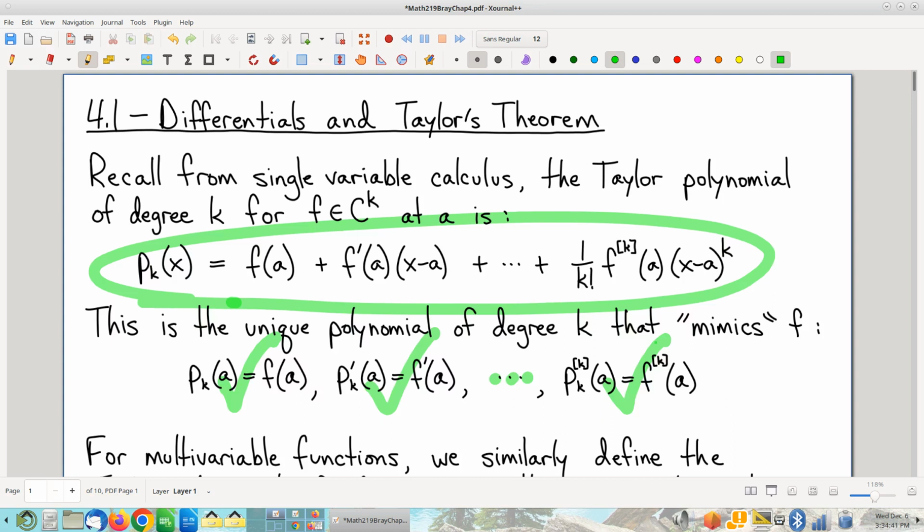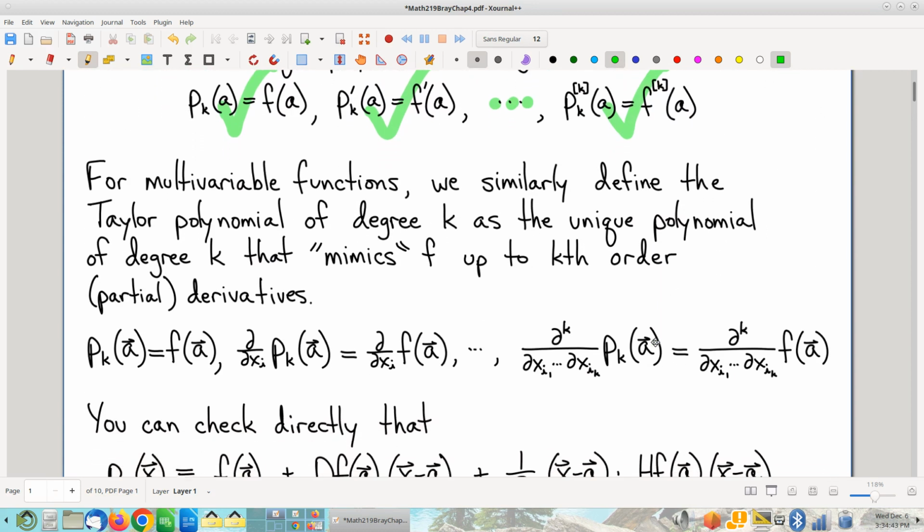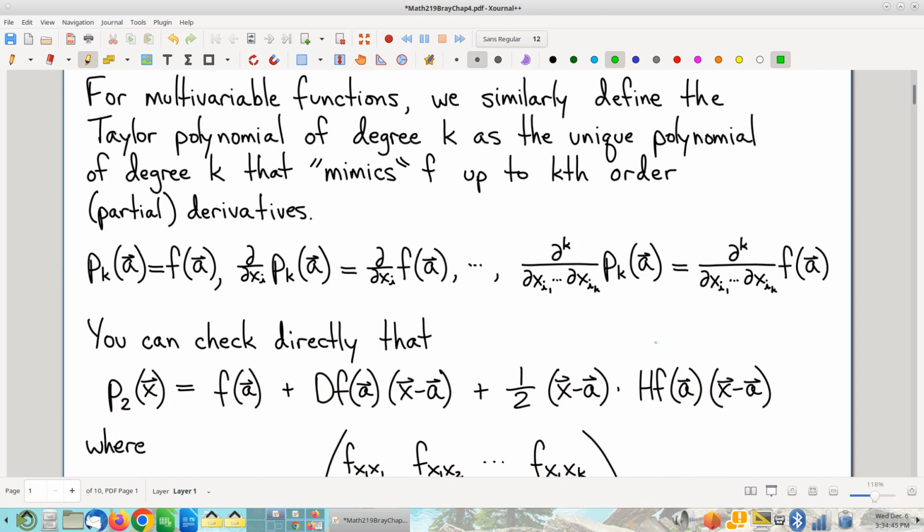Right? So, very nice. Now, what's the multivariable version of that? Well, the target that we're going to aim for is morally equivalent. We're going to look for a polynomial that mimics f in terms of value at the point a, in terms of derivatives. We've got to be careful with this. We're in a multivariable context at this point. There's actually a bunch of different partial derivatives. I want all of the partial derivatives to be equal, right?